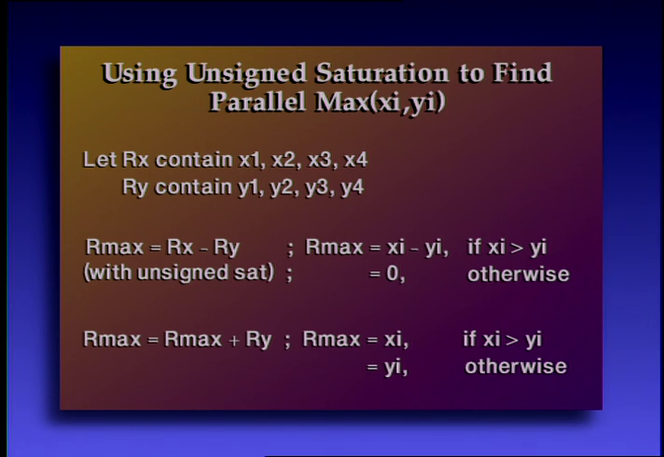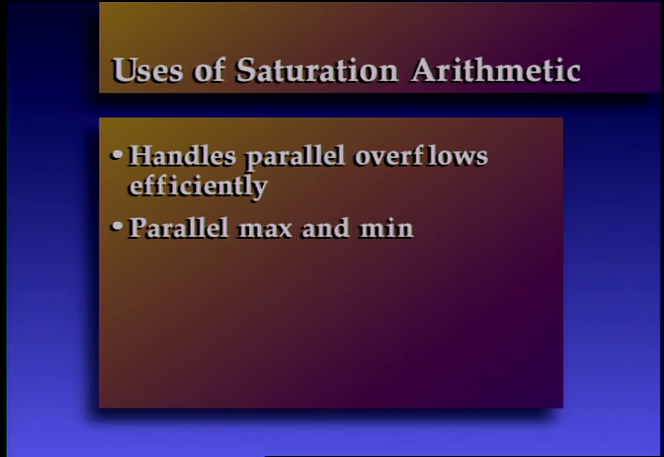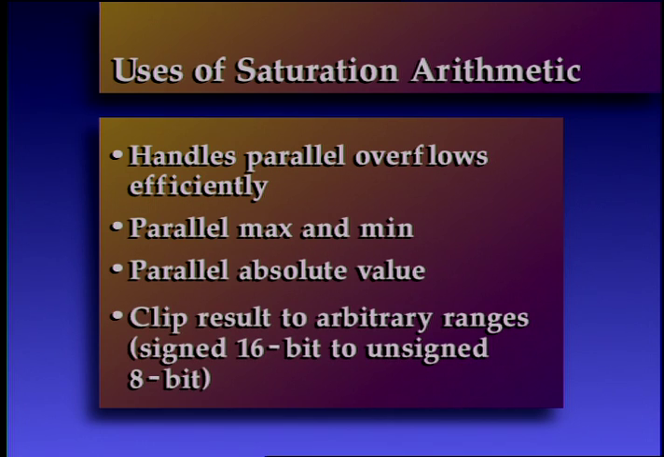On the other hand, if x were less than or equal to y, the first instruction will result in 0, and the second instruction will bring it back to y, which is then the maximum of the 2 values. Note that these maximum functions are being done independently on the subwords in parallel with only 2 instructions by using saturation arithmetic. By a similar method, saturation arithmetic can be used to find absolute values or to clip results to arbitrary ranges, since this is like finding a new maximum or a new minimum value.